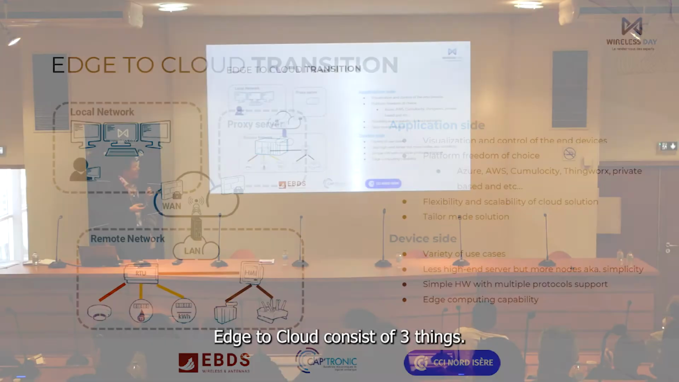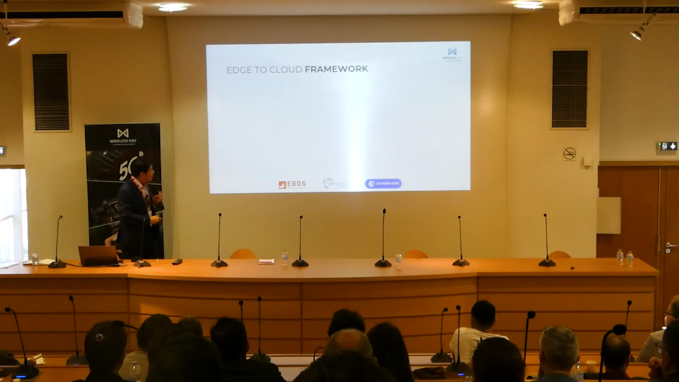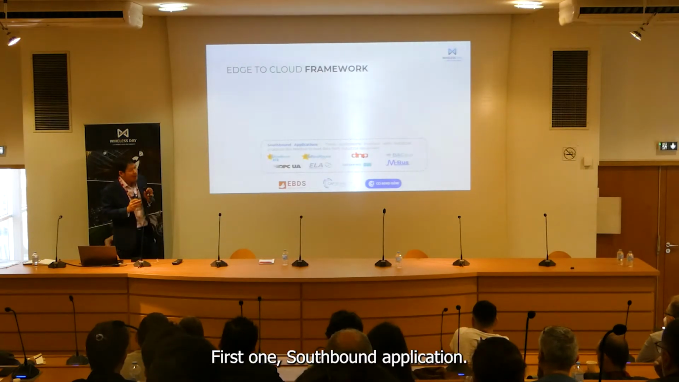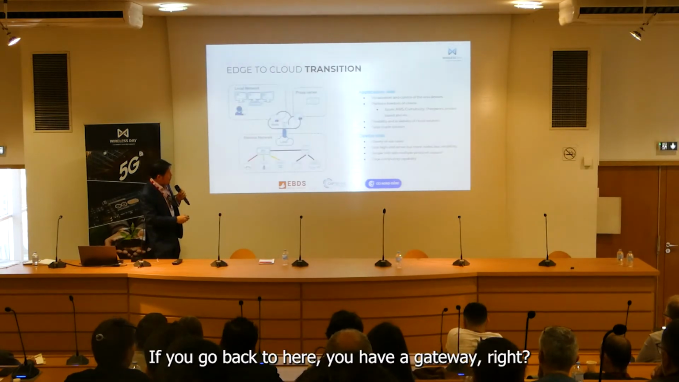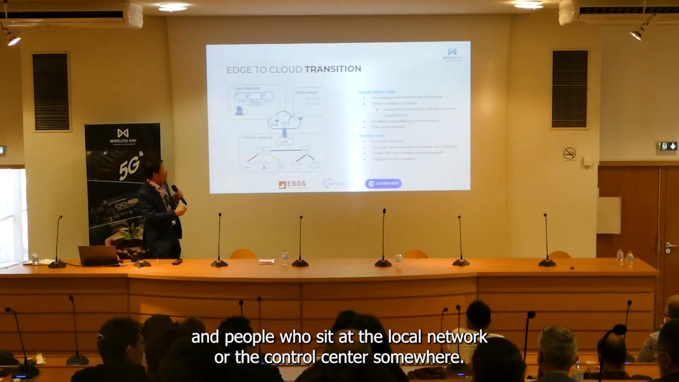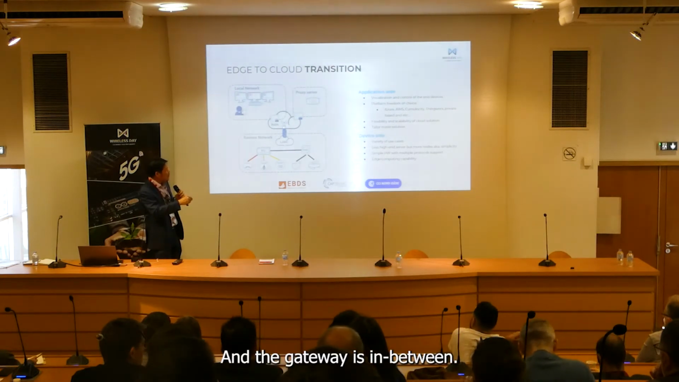The edge to cloud consists of three things, from our understanding of the edge to cloud framework. The first one is the southbound application. What does it mean? If you go back to here, you have a gateway, right? And you have a device that connects into it at the local side. And you have the people who sit at the local network or the control center somewhere, and the gateway is in between.